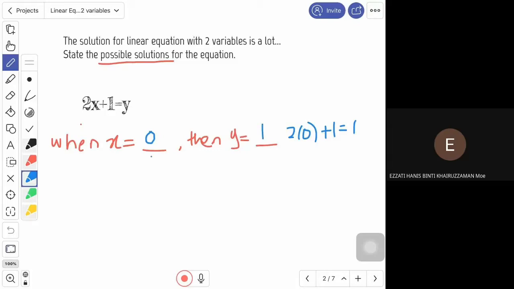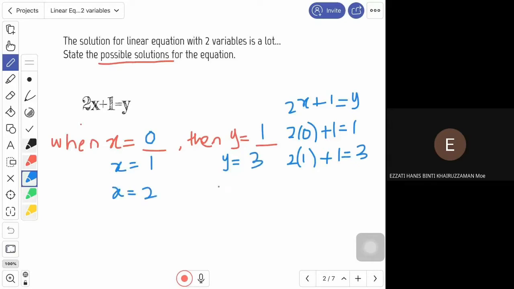Then we go on with a bigger number. When x equals to 1, then y equals to. So you just substitute the value of x here to calculate to get the value of y. So when x equals to 1, replace x with 1, and then you calculate, you get 3. Okay. When x equals to 2, y equals to what? Calculate. 2 multiply 2 plus 1 equals to 5.